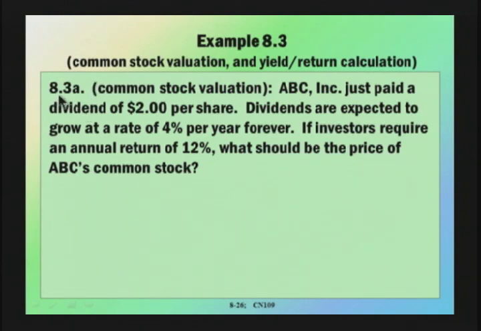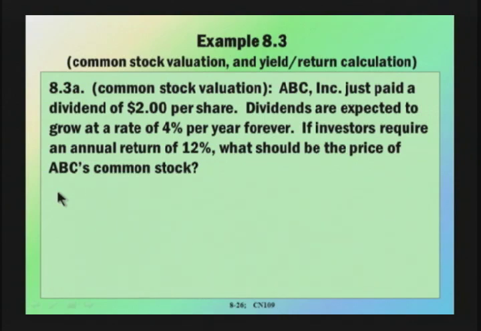Let's do an example. In example 8.3, we see that ABC Incorporated just paid a dividend of $2 per share. When we see that a dividend was just paid, that occurs up front at time 0. We will call that D0, the dividend just paid, the dividend paid at time 0. Dividends are expected to grow at a 4% rate. That is our growth rate. We will use that to calculate D1. We will also use that as our capital gains yield. If investors require an annual return of 12%, what should be the price of ABC's common stock?